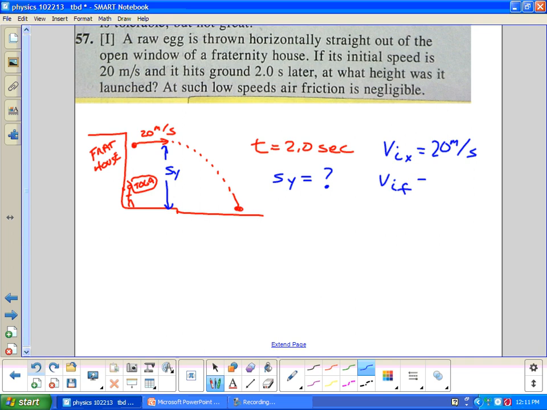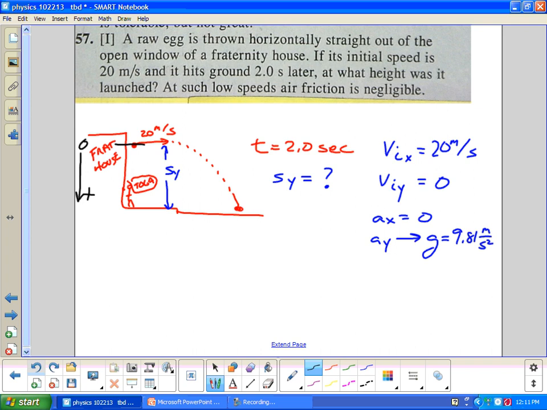Is there any acceleration in the X direction? Not in the X. So I would say the acceleration of X is 0, and the acceleration in Y is what? It's gravity. And since we're doing this in meters, we don't want to use 32.2, we want to use 9.81 meters per second squared. Now, I'm going to set my 0 right here at the window, and I'm going to call down positive. Everybody with me on this? So here's my 0, and down is positive.